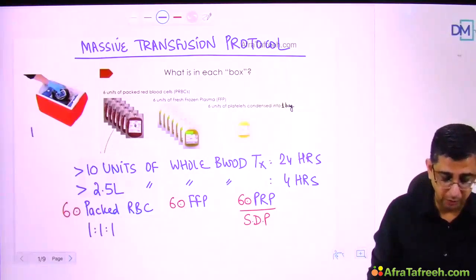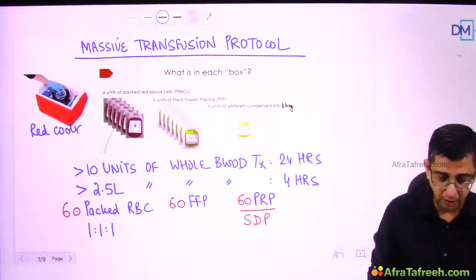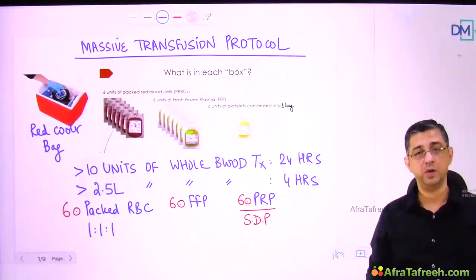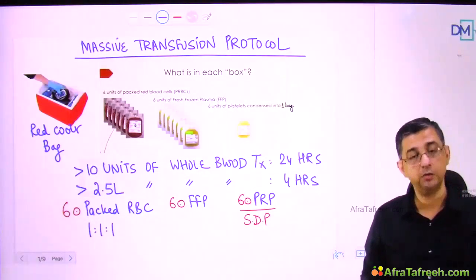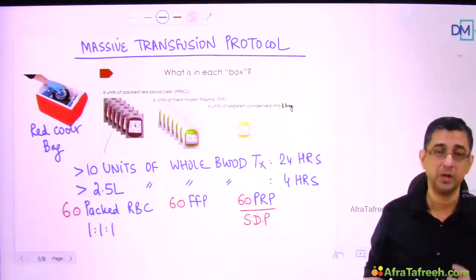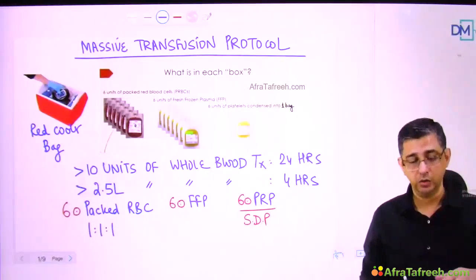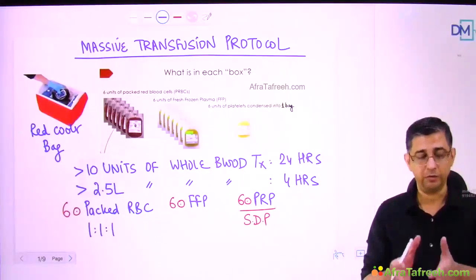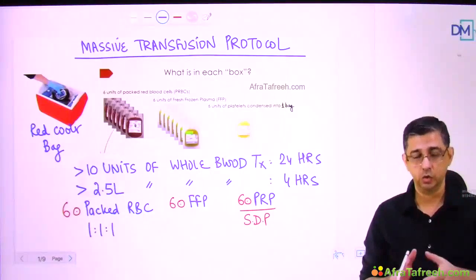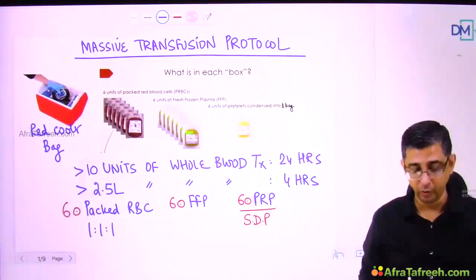Most of the time in the blood bank, they will be providing a red cooler bag. Inside this red cooler bag would be present 6 units of packed RBCs. Plasma may be initially stored inside, but then would be kept outside because you need to thaw the plasma. Please appreciate that plasma is stored at -30. So at -30, it would be frozen, like ice. So you need to let it thaw and come to room temperature.